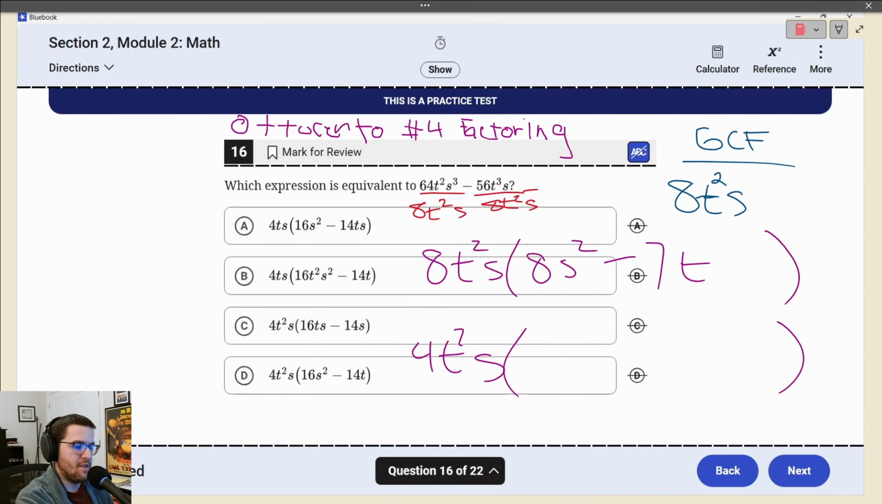So the variable parts will stay the same, but instead you're dividing by 4. So 64 divided by 4 is 16, and then 56 divided by 4, that's 14. So is there a choice that's like that? 4t squared s, 16s squared minus 14t. Yeah, wow, that is really weird. I don't know why they would ask you to factor out the GCF and then not actually make you take out the GCF. Who wrote this question?